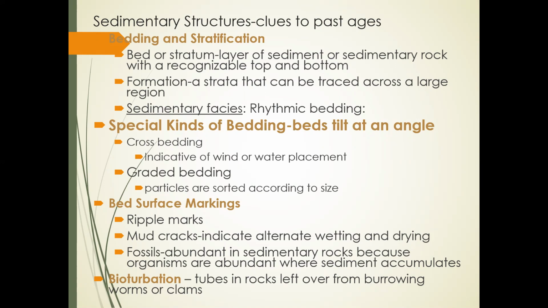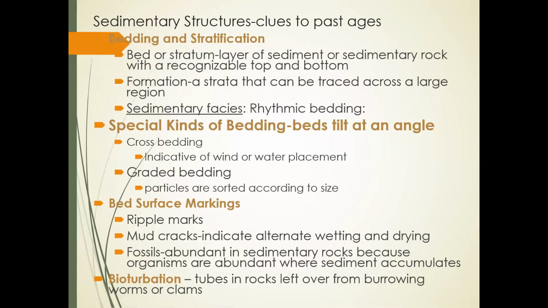Bed surface markings are another clue to past ages. There can be ripple marks like we see today at a beach or in a river. We can determine the type of wave action that was going on, the speed of the current, when we look at these ripple marks, depending on what their characteristics are. Anytime we see mud cracks, or fossilized mud cracks, I should say, they indicate alternating wetting and drying conditions. There had to be mud, so that means that the sediments had to get wet. And then for the cracks to form, the sediments had to dry out.